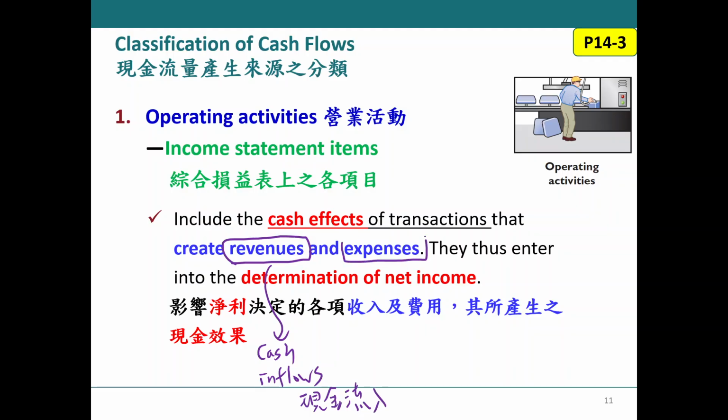Based on expenses, we try to figure out cash outflows.